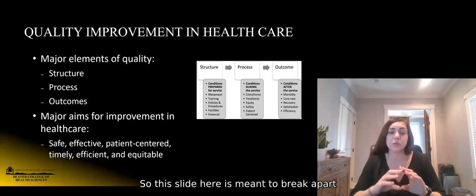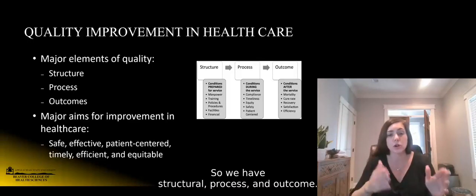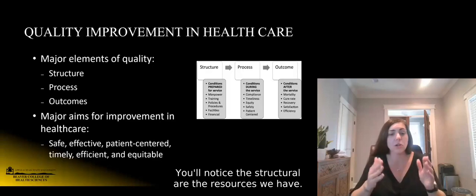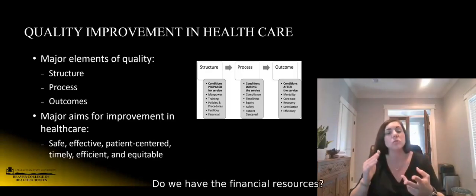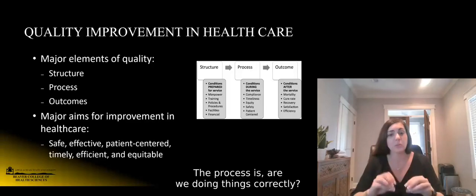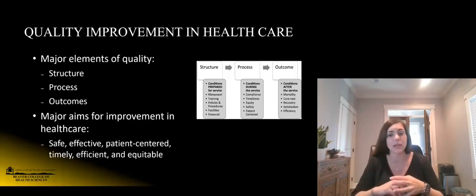So this slide here is meant to break apart those types of measures or objectives. So we have structural, process, and outcome. You'll notice the structural are the resources we have. Do we have the staff? Do we have the financial resources? Have we allocated them appropriately? The process is, are we doing things correctly? Are we in compliance? Are we timely? Are we operating with equity?